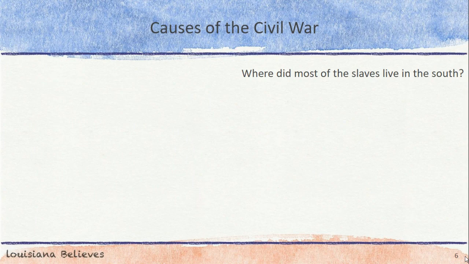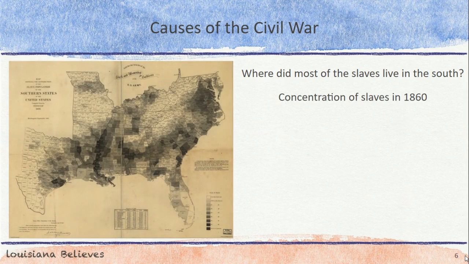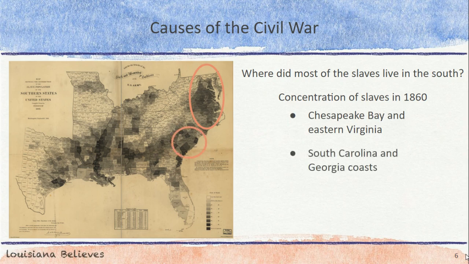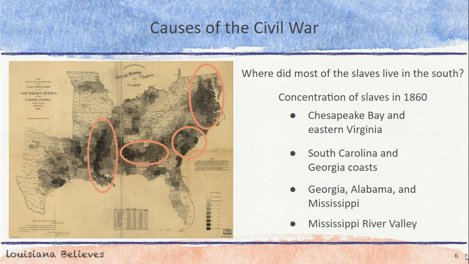Where did most of the slaves live in the South? Let's take a look at a map to help us answer that question. The U.S. Coast Survey map from 1860 of the southern states shows how slavery was concentrated along the Chesapeake Bay and in eastern Virginia, along the South Carolina and Georgia coast, in Georgia, Alabama, and Mississippi, and finally in the Mississippi River Valley. All of these areas were full of rich soil needed to grow crops.